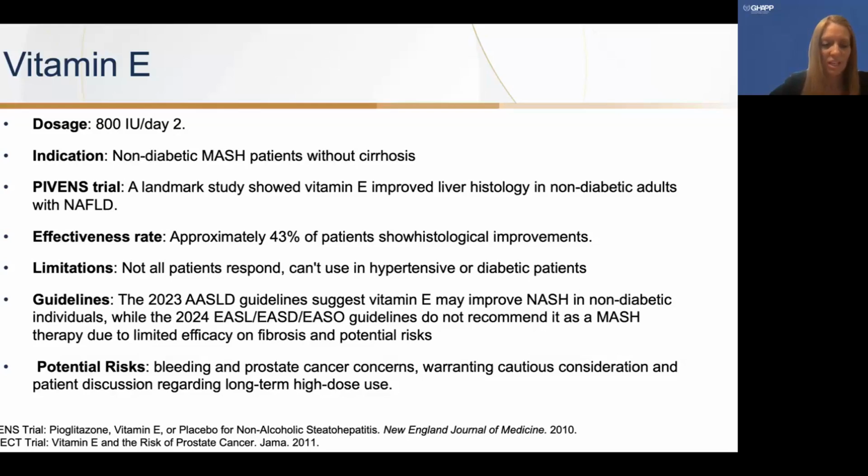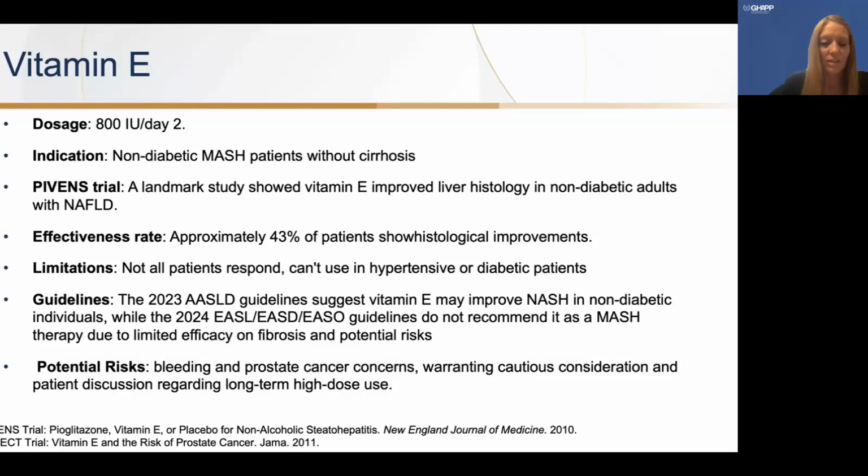So because of these limitations, the guidelines are somewhat mixed. The 2023 AASLD guidelines suggest vitamin D may improve NASH in non-diabetic individuals, while the 2024 EASL, EASD, and EASO guidelines do not recommend it as a MASH therapy due to the limited efficacy. Specifically, it was not as helpful in reducing fibrosis and those potential risks.